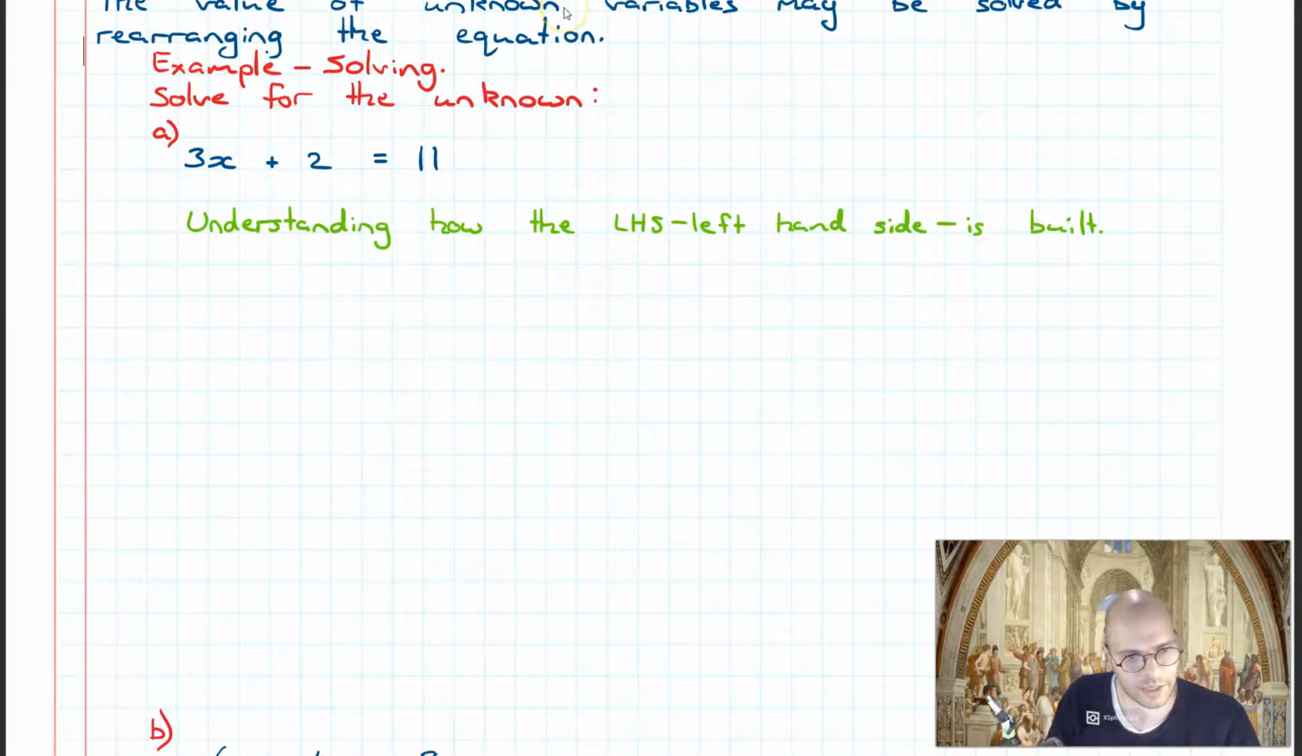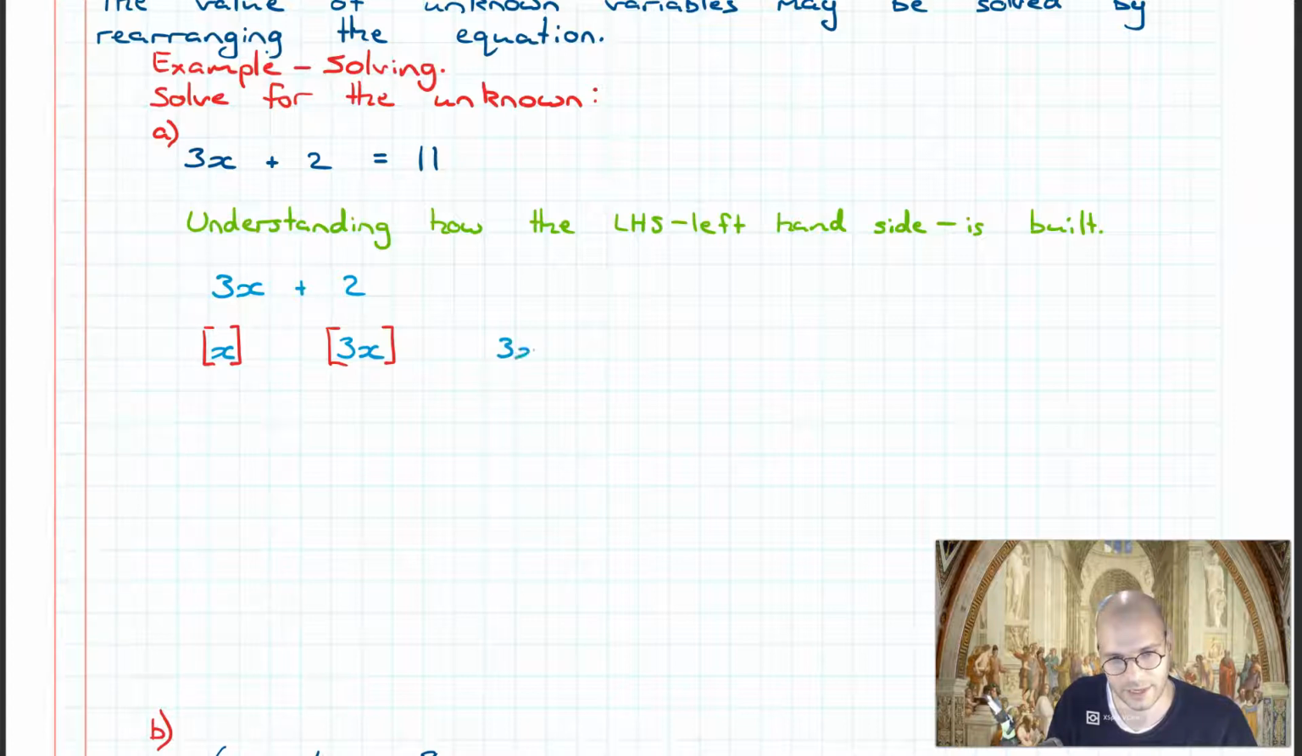Start off by writing 3x plus 2, and that's my left hand side. Now I'm going to build a flowchart. I start off by writing x, and then I'm going to turn my x into 3x, after which I turn my 3x into 3x plus 2.